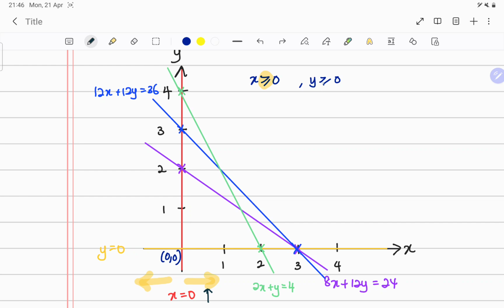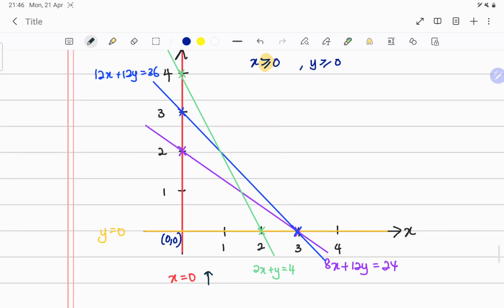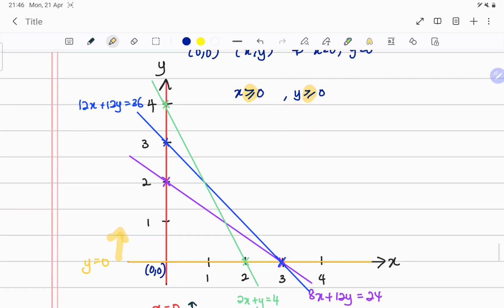Okay, now for y greater than or equal to 0, where is it? So we have y equal to 0, right? Since this is positive, it will be going upward, which is this one.